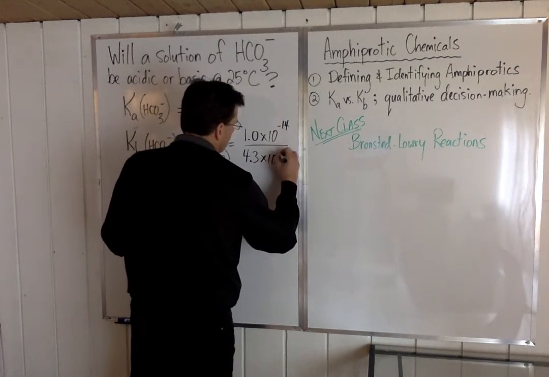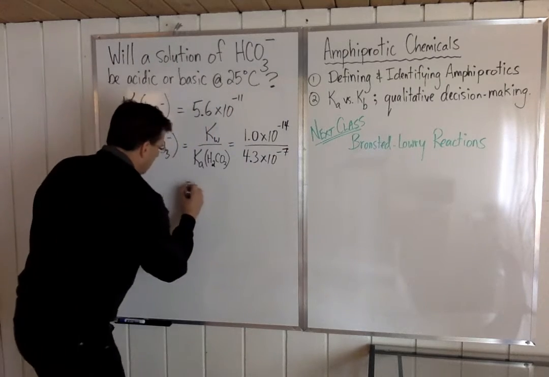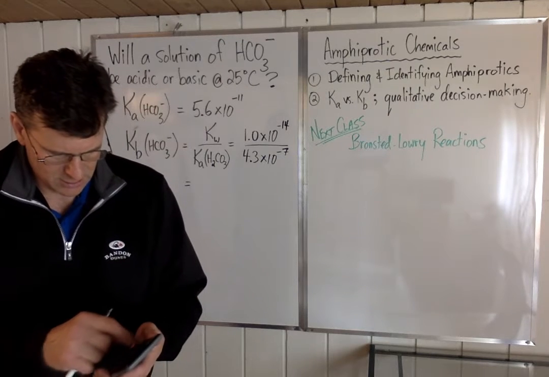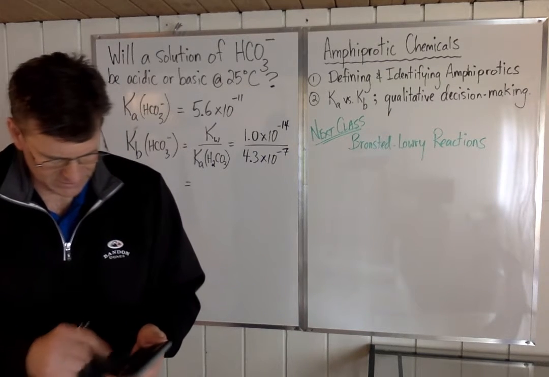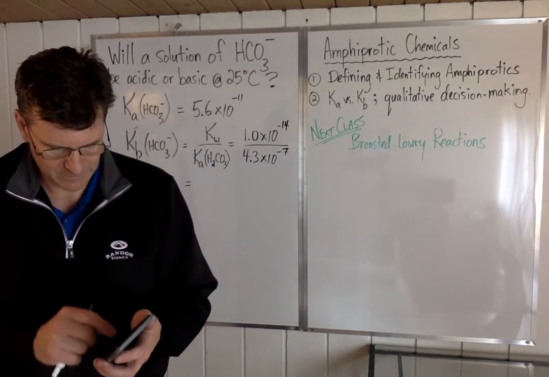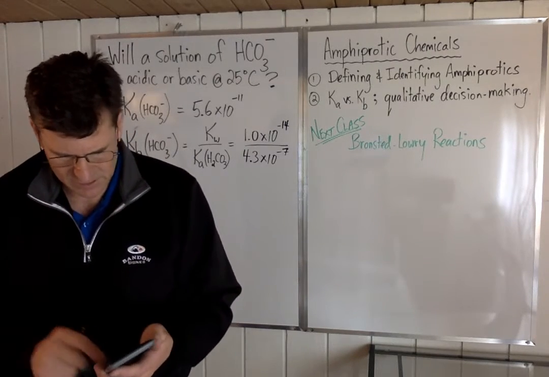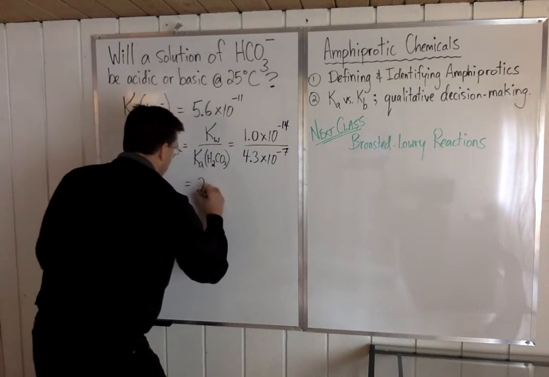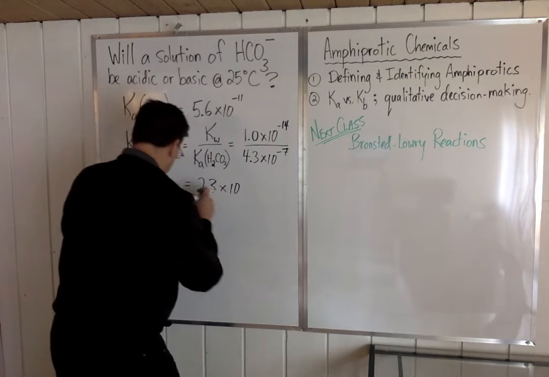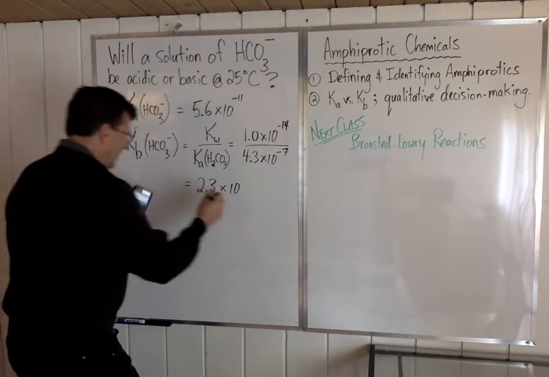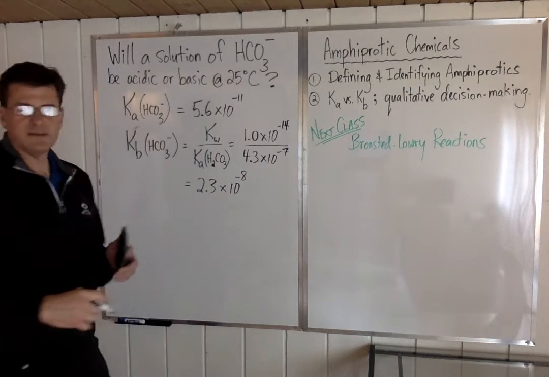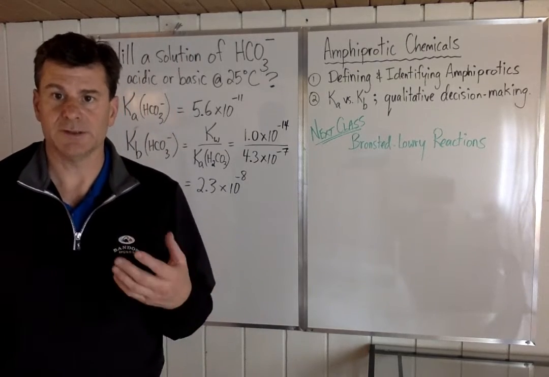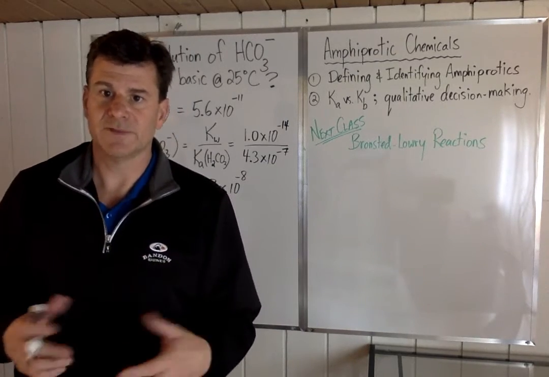4.3 times 10 to the negative 7, which equals some number. So let's quickly pop that into the calculator. 1 times 10 to the negative 14 divided by 4.3 times 10 to the negative 7, and you're going to get 2.3 times 10 to the negative 8. So it's those two numbers that you compare.